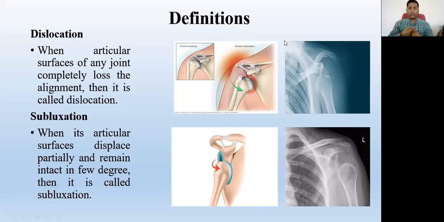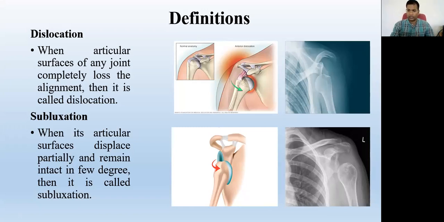Dislocation means the two articular surfaces have completely lost their attachment, or are completely displaced, so that they have no relation. So this is a dislocation. When the articular surfaces are displaced but some part of the articular surfaces remains in touch, then it is called a subluxation.